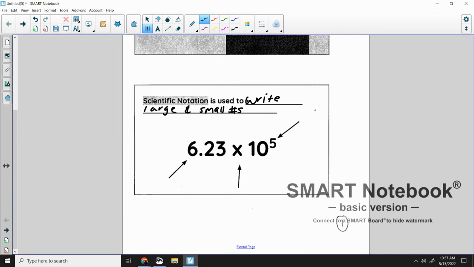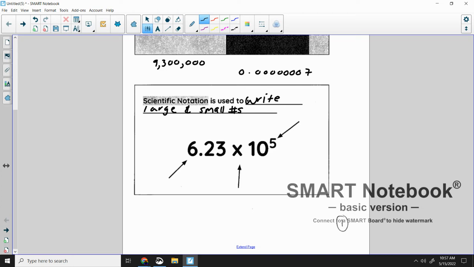So we want a method of writing a number. So instead of writing 9,300,000 or writing 0.000007, which might be the distance from the Earth to the sun or the radius of the nucleus, we want to write a more compact way of representing it.